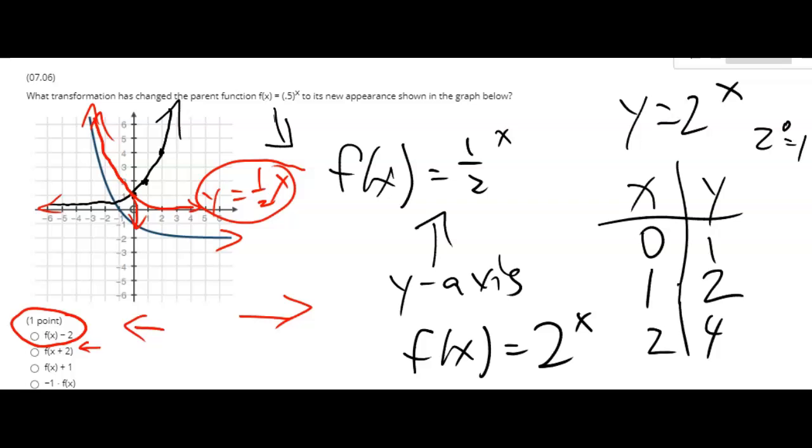So that could be a bit confusing, but otherwise, just look at the parent function, graph it, and then work on your transformations from there.